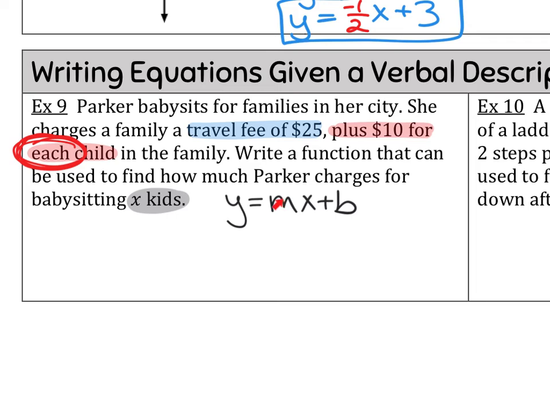So guess what I should plug in right here? My multiplied number, 10. So 10 is probably going to go there. That's my slope. That's my cost per child. That's my rate of change for how much different it's going to be per child when I'm babysitting these kids.